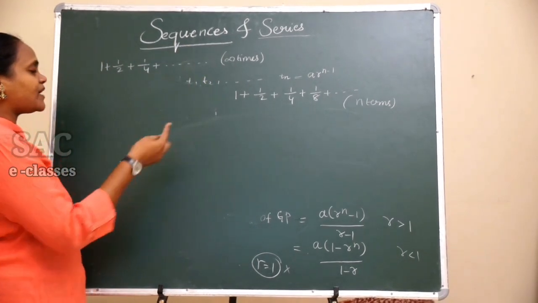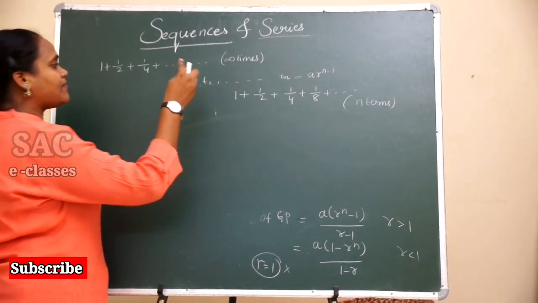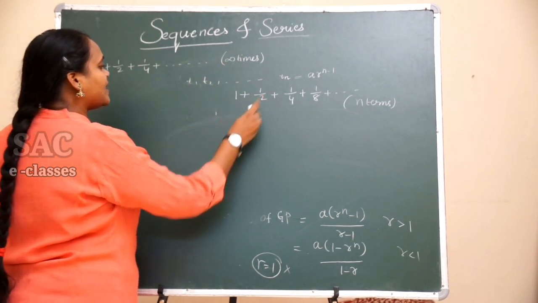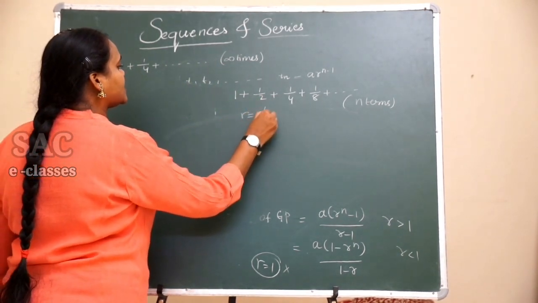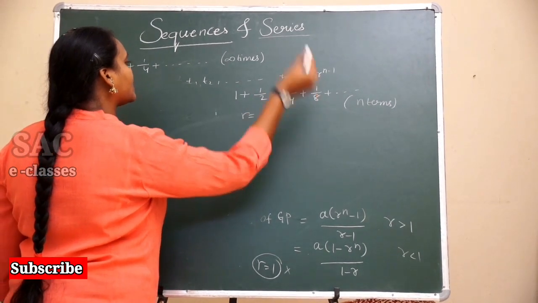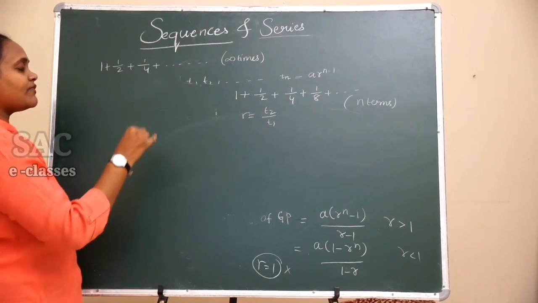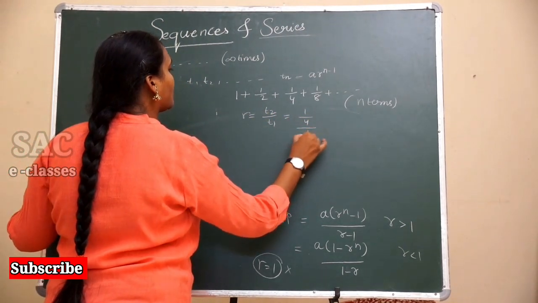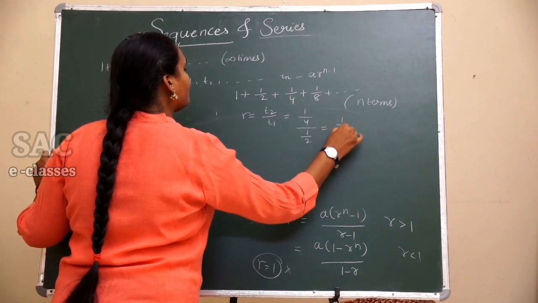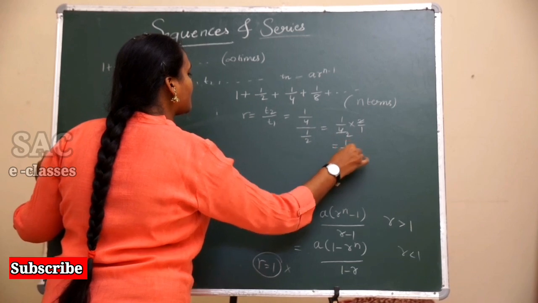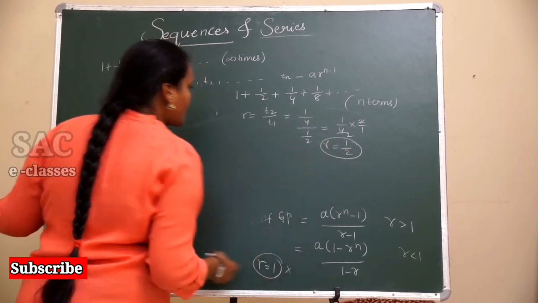Whether it is in GP or not, we know that a fixed number is multiplied to its preceding term. So 1 by 2 is multiplied. The common ratio r is equal to T2 by T1 or T3 by T2 or Tn by Tn minus 1, whichever you take. Maybe 1 by 4 by 1 by 2, so 1 by 4 into 2 by 1. So you will get the common ratio is 1 by 2.